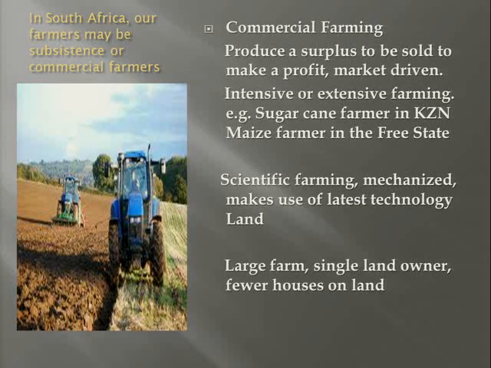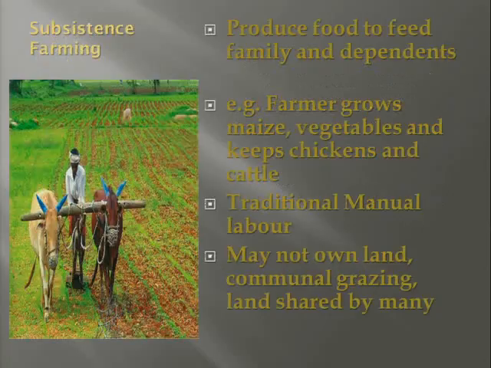A characteristic of these commercial farms, in fact, is that they are large farms. There's single land owned by one person, and then there are fewer houses on the land. It's understandable why you have few houses on the land, because the land is used extensively for farming. Fine. And then you have subsistence farming.